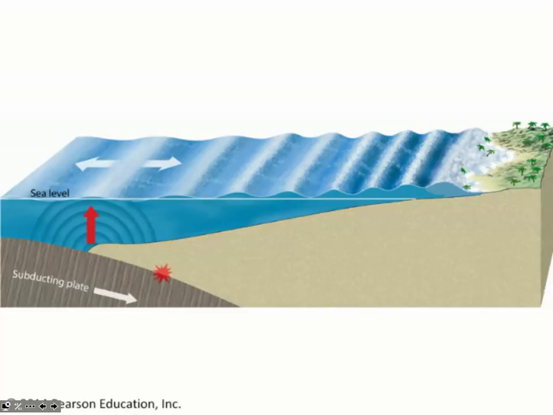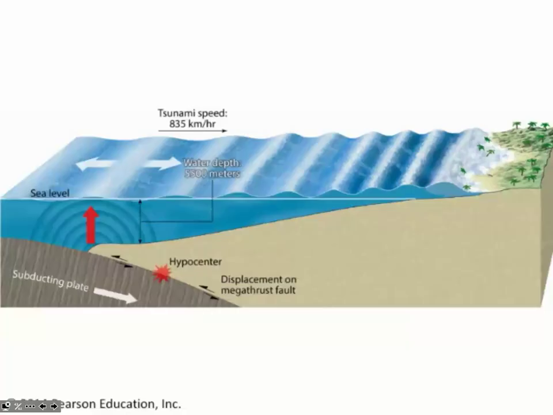So megathrust faults occur where we've got subducting oceanic crust, and when an earthquake occurs, it ends up displacing some of that crust, and that pushes seawater out of the way. Now, initially, out in the great depths of the ocean, where the water is very deep, 5.5 kilometers deep, these tsunamis move along very, very quickly, about the same speed that a jet aircraft flies at.